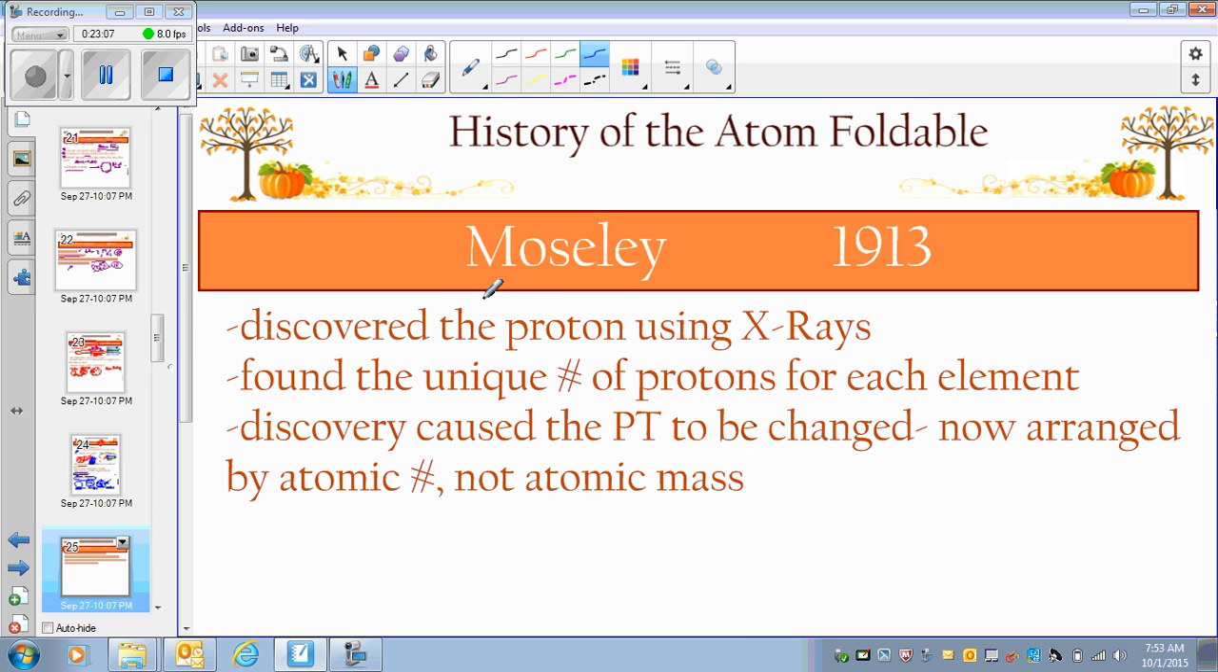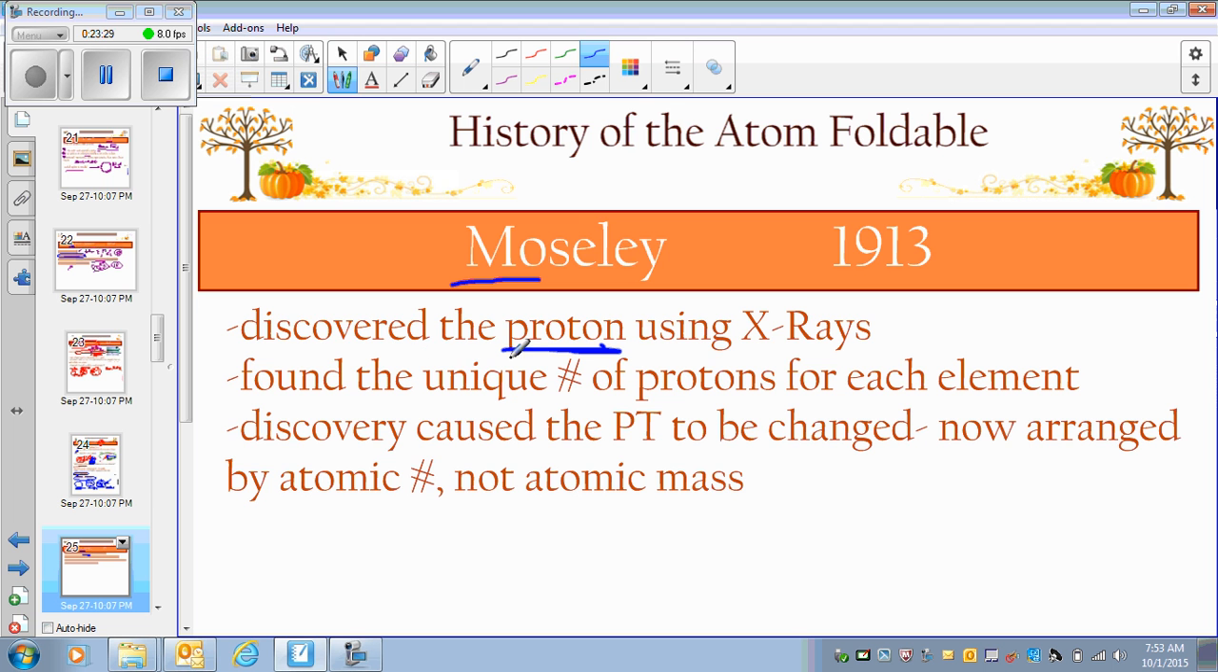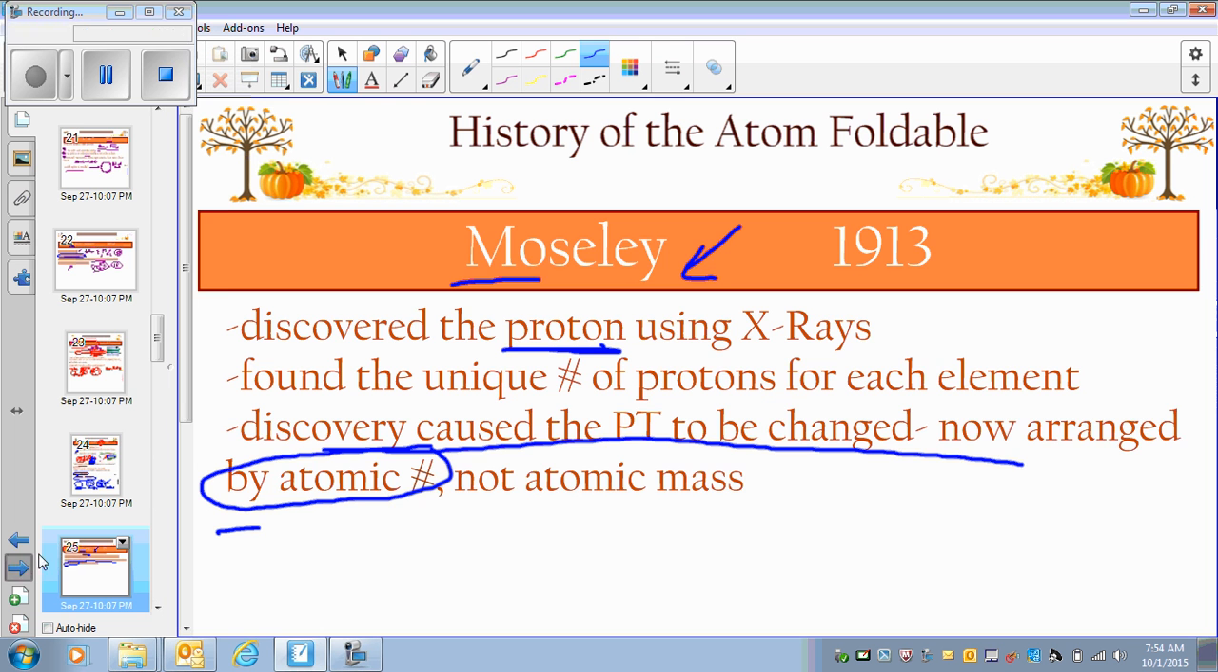The next scientist was Moseley. Moseley discovered protons before, of course, this model, and he arranged the periodic table by the atomic number. As far as the history of the periodic table is concerned, Mendeleev was the one who arranged the periodic table by atomic mass. Okay, keep it in mind. And then after Mendeleev came Moseley, who arranged the periodic table by the atomic number. The one that we use today is arranged by Moseley, by atomic number.